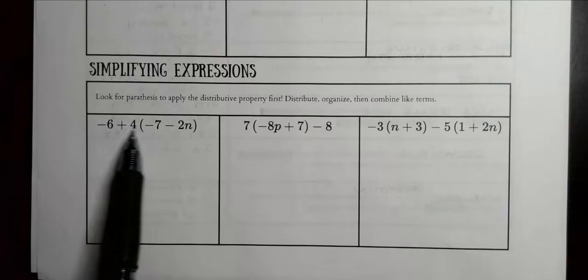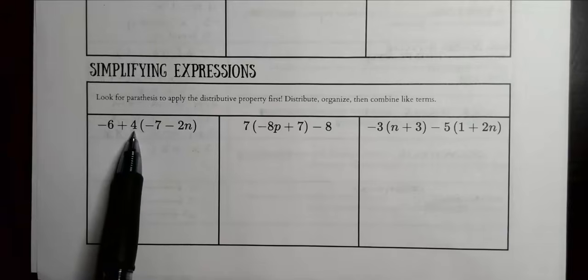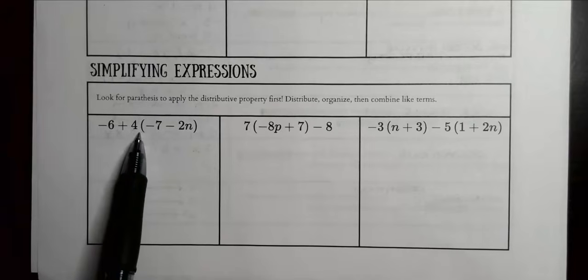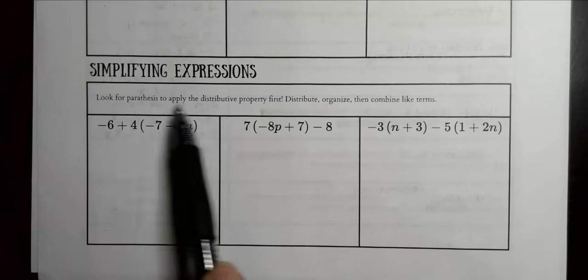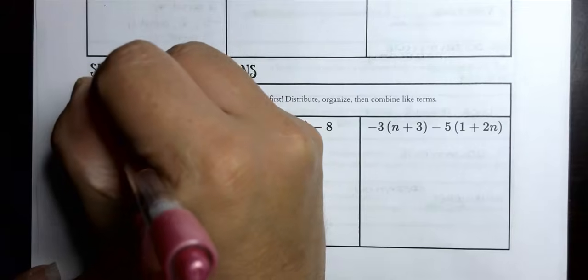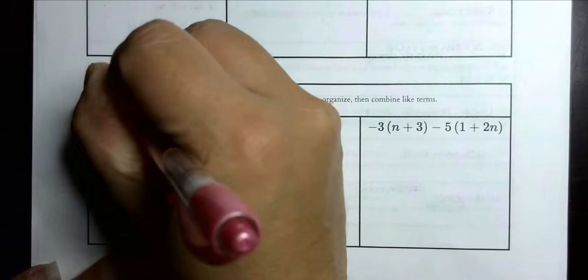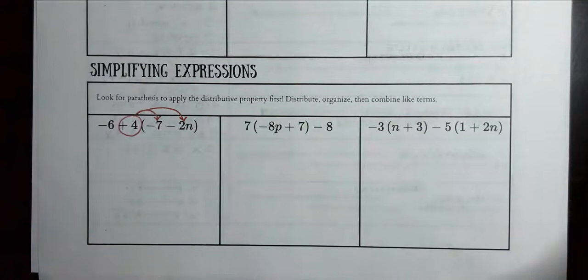So if you look at this one right here, we're not going to put the -6 and the 4 together, even though they're next to each other and it looks like they're like terms. We have a set of parentheses, and according to the statement, it says do that first. So I'm going to ask you to circle the +4, and we are going to draw our arrows to remind you we're going to multiply it by -7. We're going to multiply it by -2.